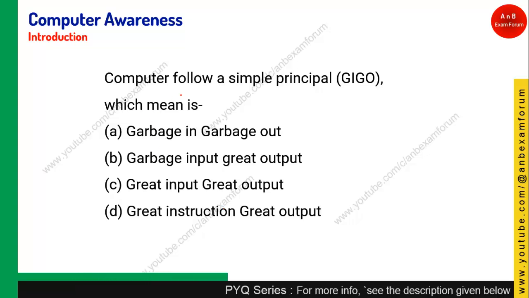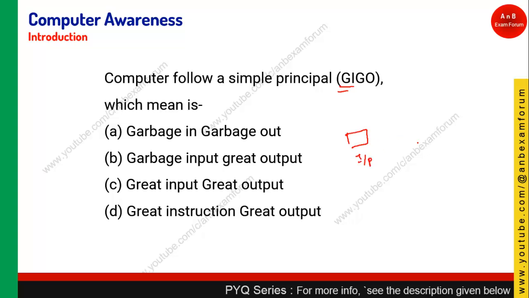Computers follow a simple principle, that is GIGO. What does GIGO mean? As I told you, there is an input device, an output device, and a processing unit. If you feed the correct data, it will process correctly. If you feed wrong data to it, it will give wrong output. It is basically garbage in, garbage out. Whatever input you feed, the same quality of output you will get. So option A is the right answer.